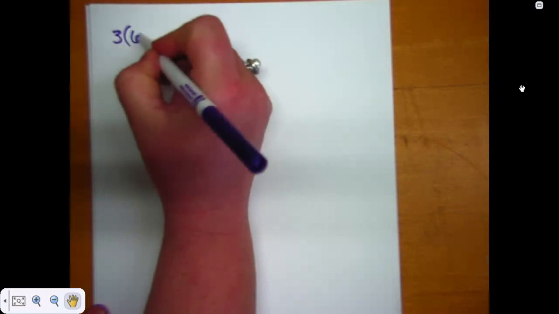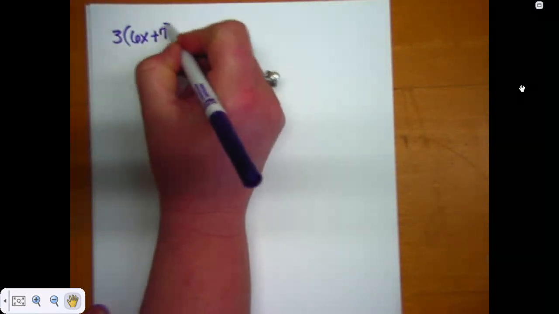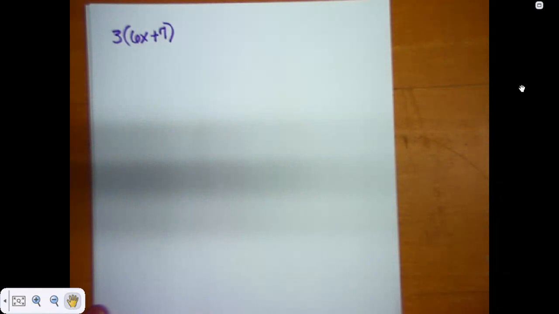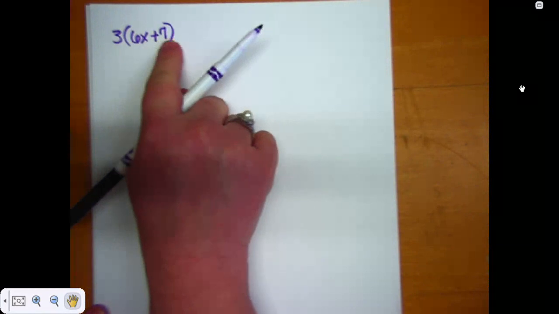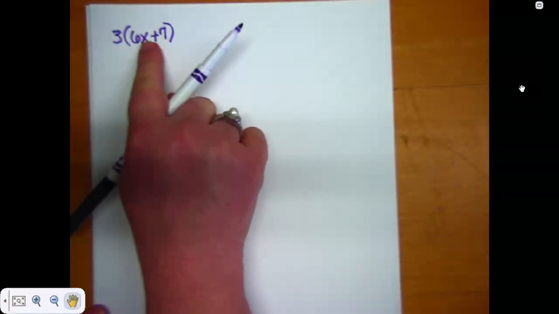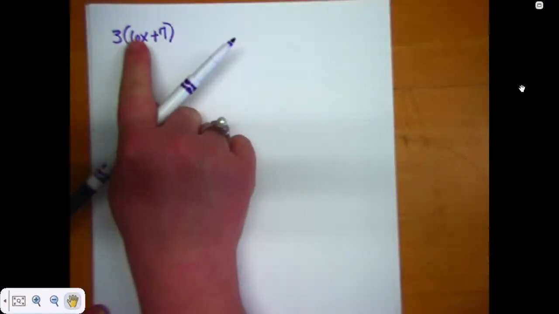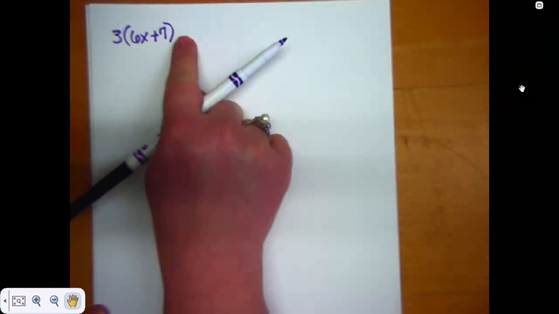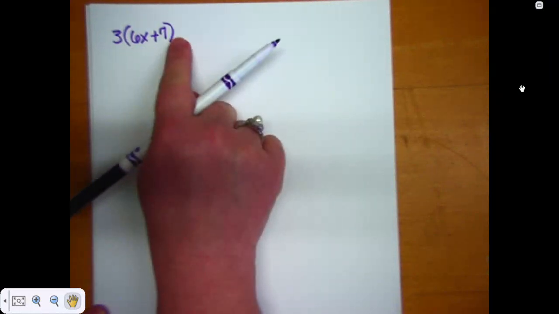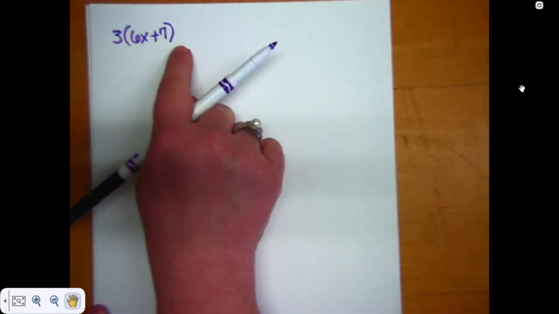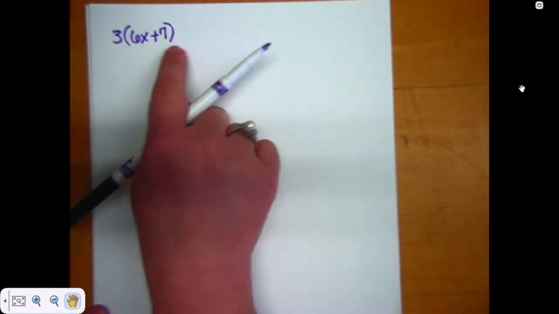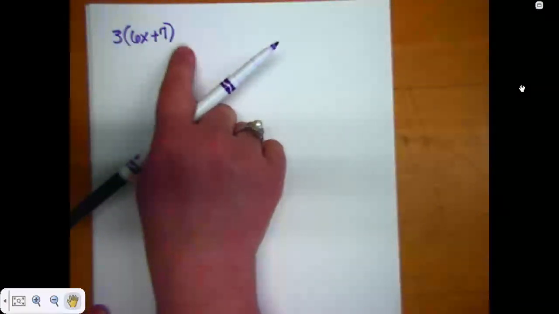So let's say we had 3 times (6x plus 7). Okay, so we said distributive property, you could go ahead and add these together, but we can't because we don't know what this x stands for. But we can simplify it even further. And I also want you to notice that this is an expression because there is no equal sign. We cannot solve this expression because it is not solvable. We don't know what x is. And we will be getting to equations later.